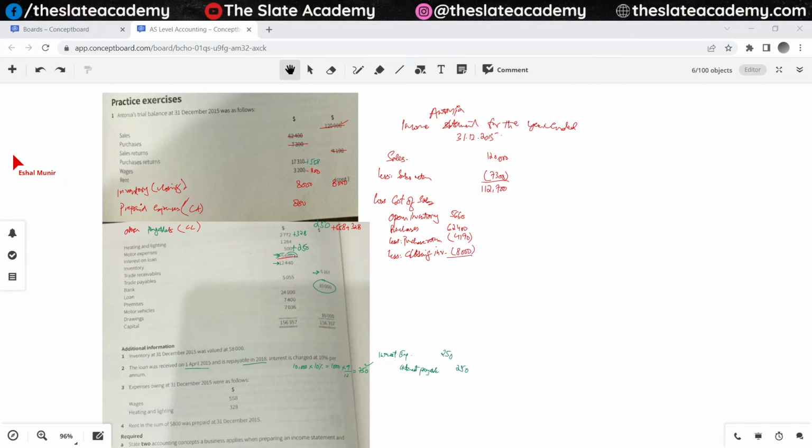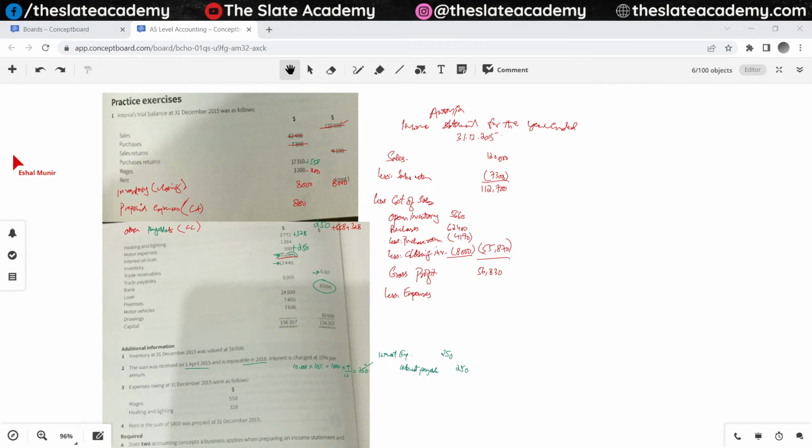Acha ji, your total for cost of goods sold would be 55,870, and that would mean your gross profit is, how much is the gross profit? 56,830. Acha ji, then we say less expenses.